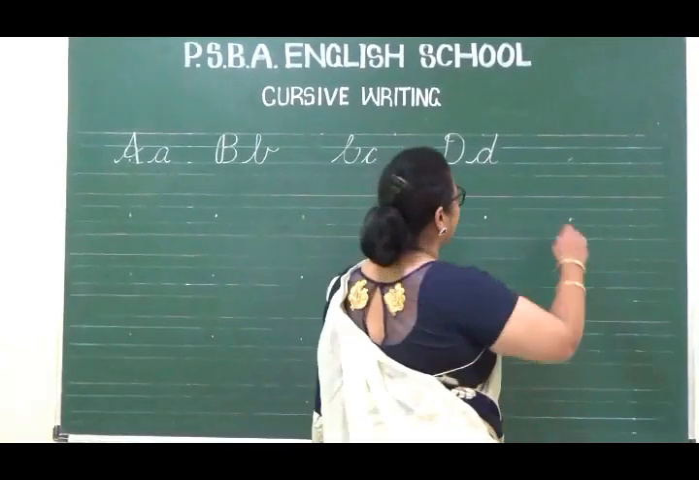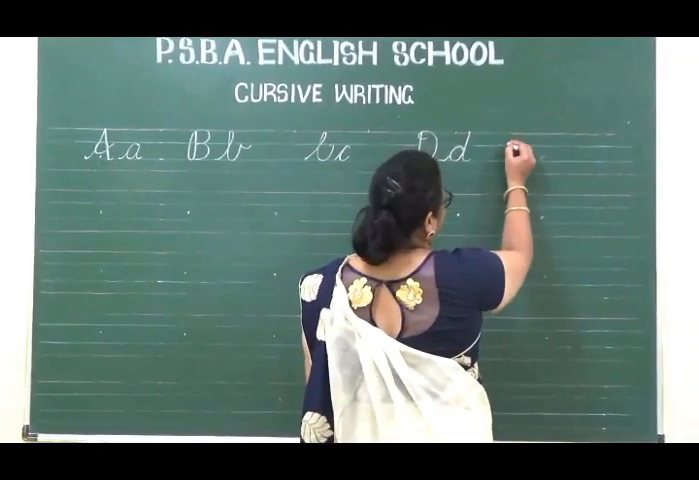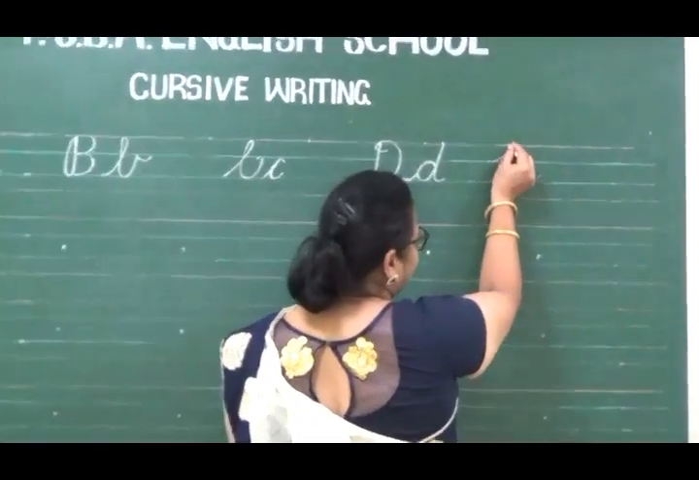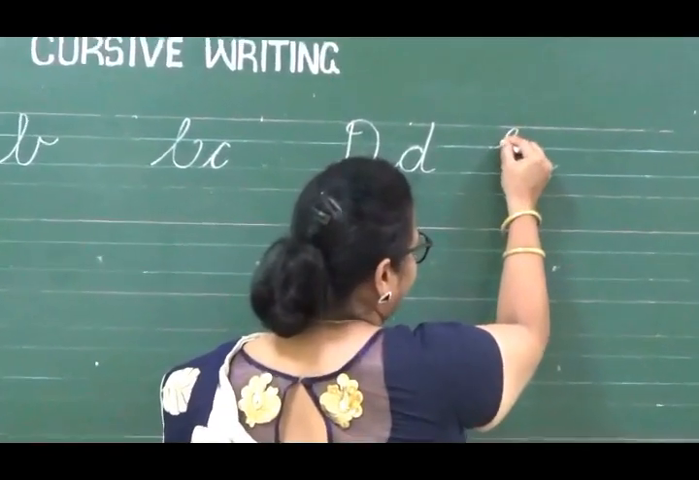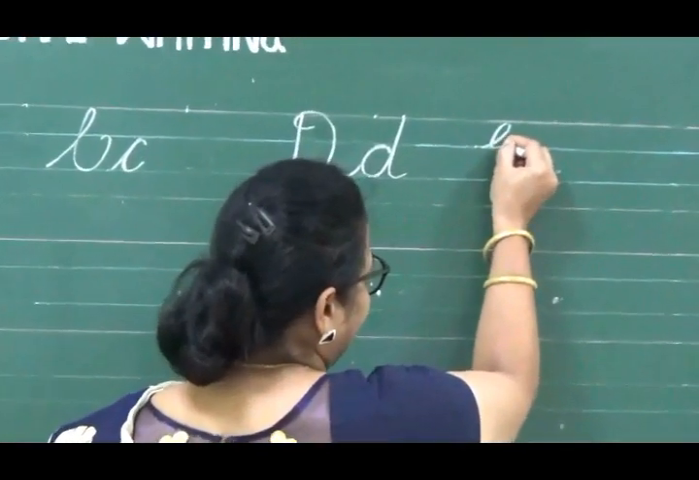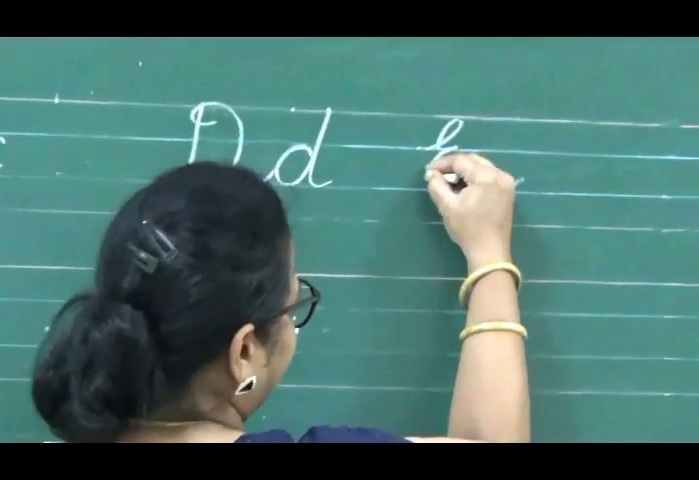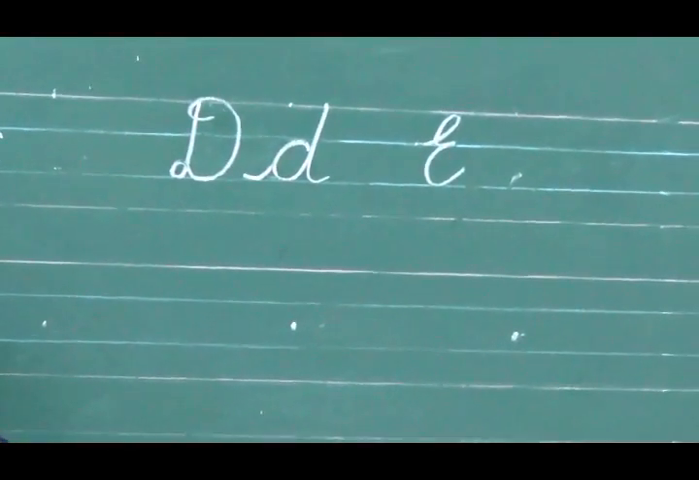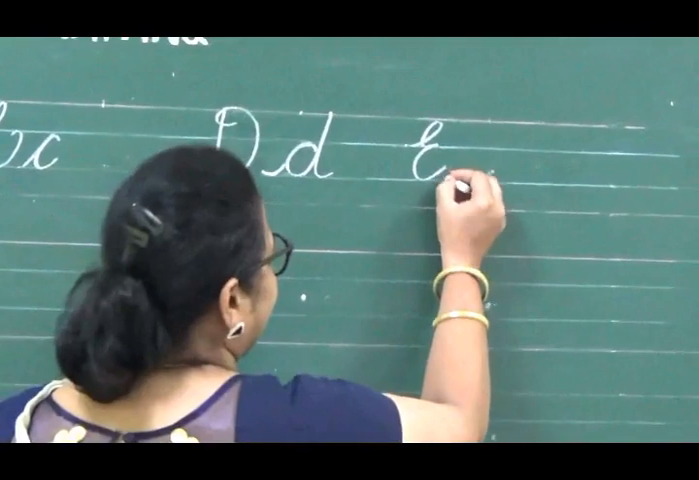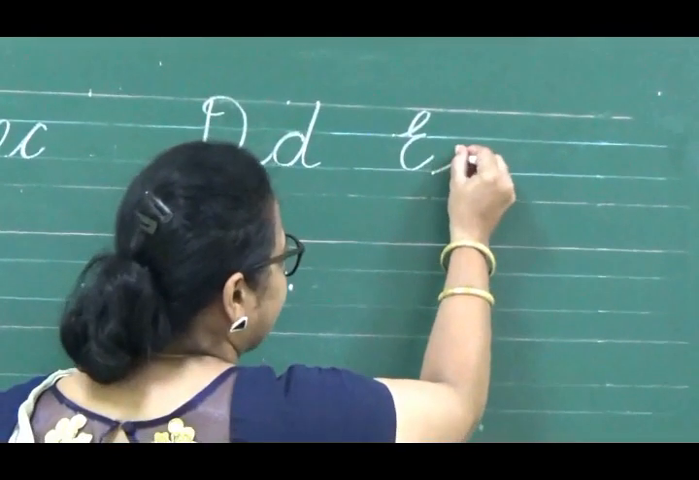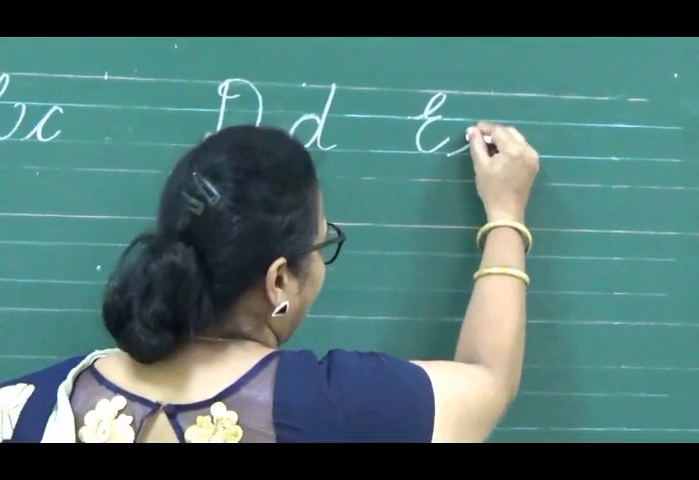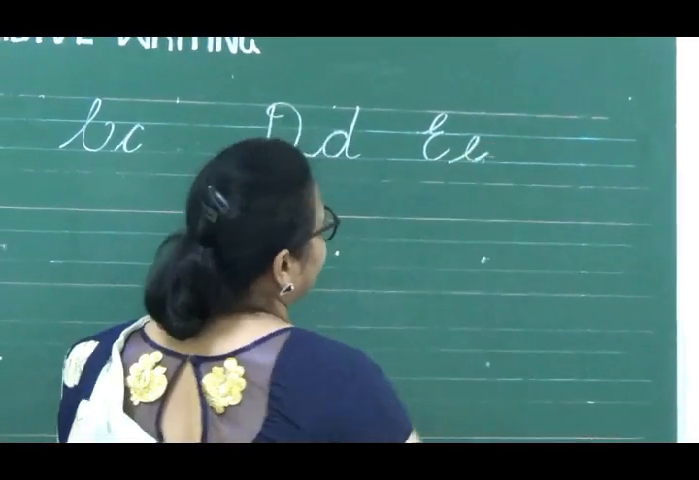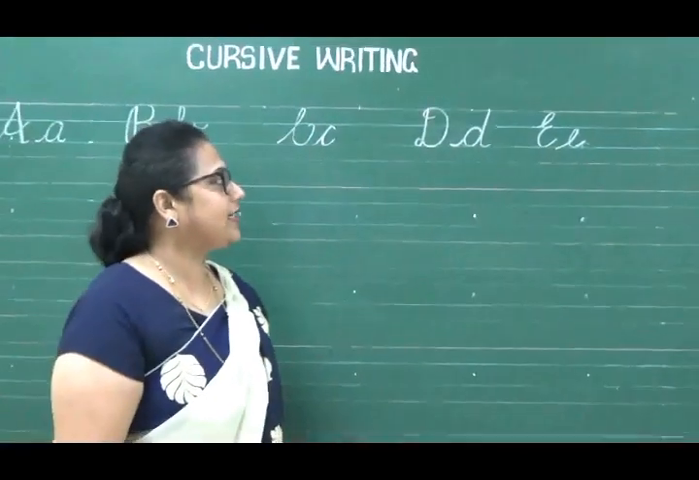How to write E? You have to take a curve from second line till first line, draw a bubble here, and then come down to the third line. This is capital cursive E. Now small e goes like this. From the third line to the second line, a curve, a bubble, and come down. Yes, very good. This is the small cursive E.